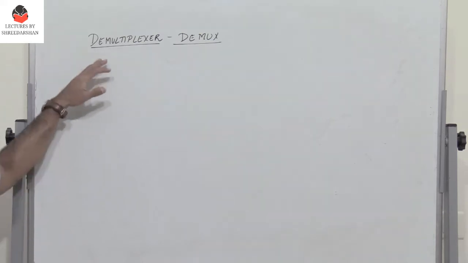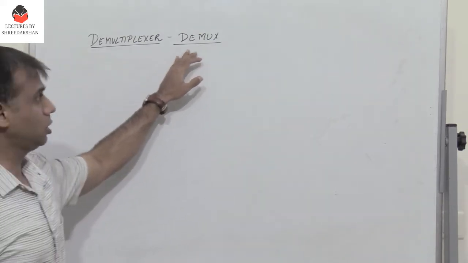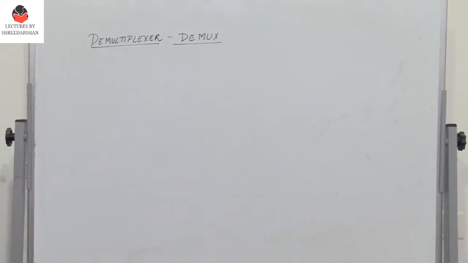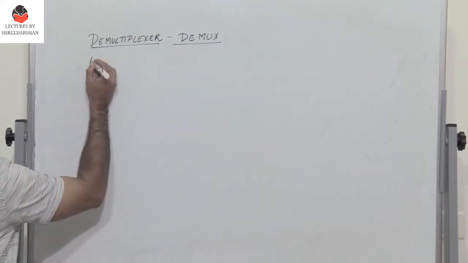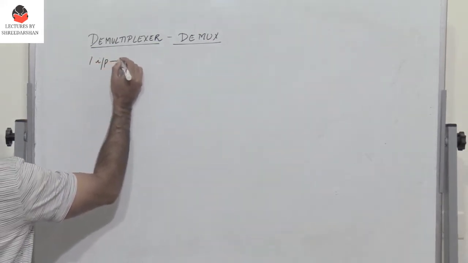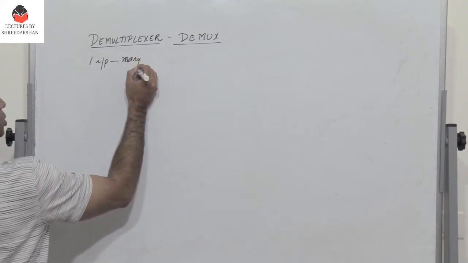After having gone through the fundamentals of multiplexers and the design of various multiplexers, here we shall see what a demultiplexer is, or what is a demux. A demultiplexer is a one input many output device.